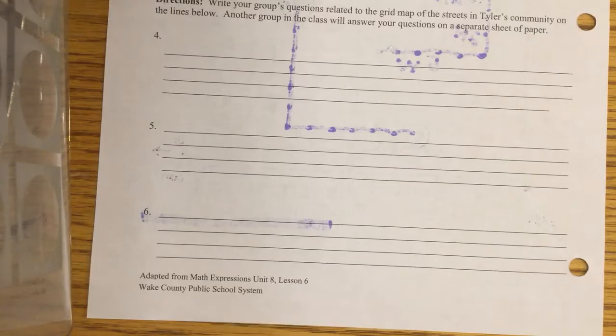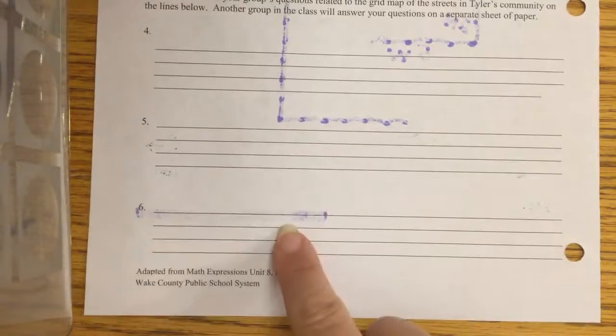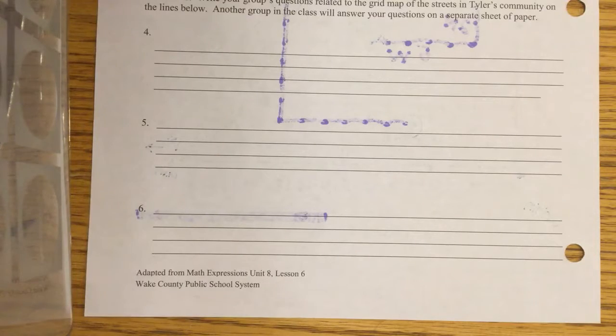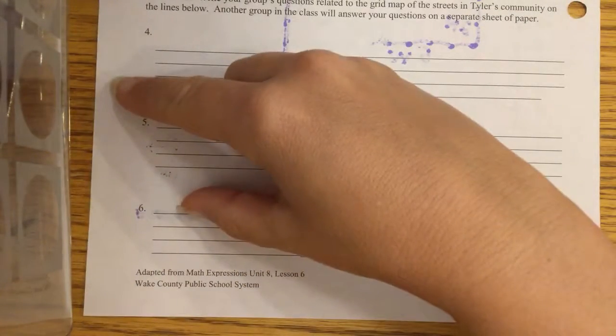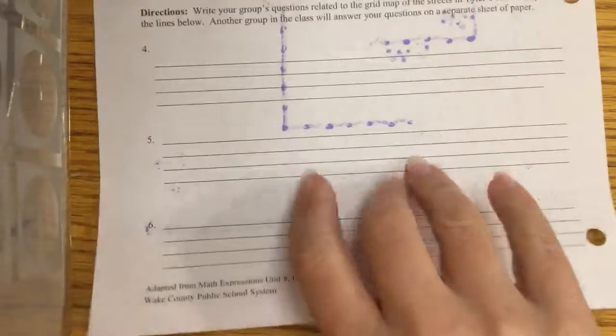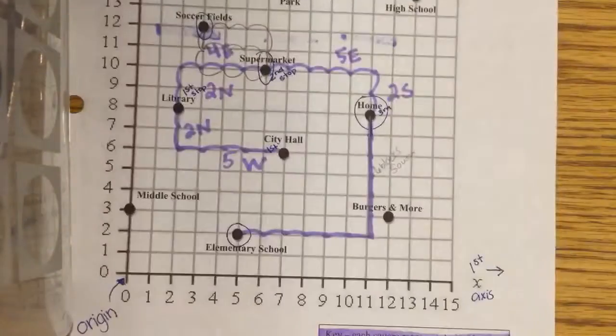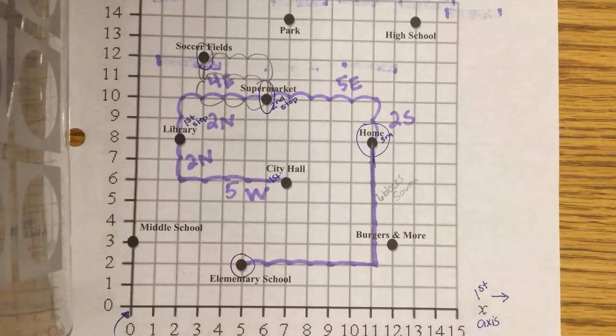So let's review those directions. You create your own questions. You don't solve them. Your group is going to pass their papers to another group. The person who solved it is going to write their name, and they're going to try to answer your questions about Tyler's community and the pathway they took from one place to the other.